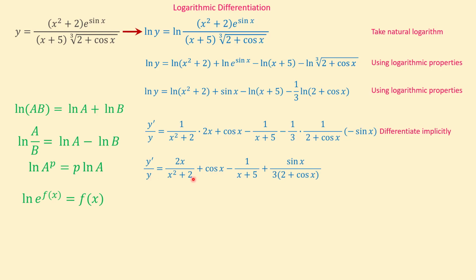If we multiply both sides of this equation by y, we have y prime equals y times the right side of the equation. So y prime, the derivative of this function, y was this function. Y prime equals y times 2x over x squared plus 2 plus cosine of x minus 1 over x plus 5 plus sine of x over 3 times 2 plus cosine of x. Don't forget that this y was the original function.